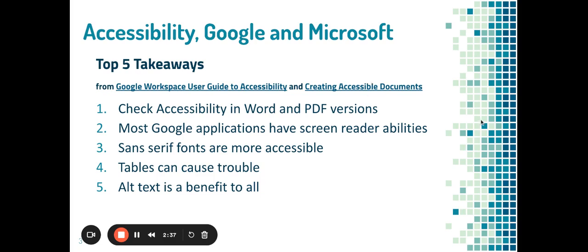To do that, do not do print to PDF, but rather actually save it as a PDF. Most Google applications have screen reader abilities, so keep that in mind as you're creating your Google Docs. Try not to be redundant. Include descriptions on pictures, but those Google applications do have those screen reader abilities. Another one, it seems small, but it could make a big difference, is that sans serif fonts are more accessible. They're easier to read and they can provide more clarity. So things like Calibri or Arial can be more accessible for students.